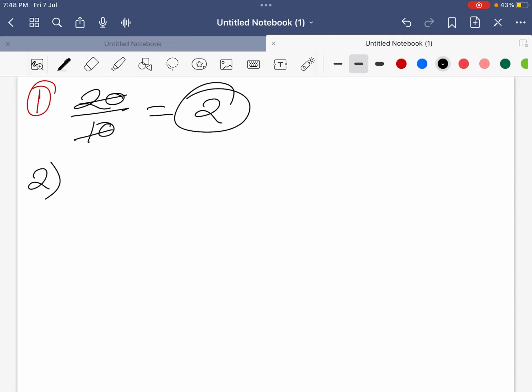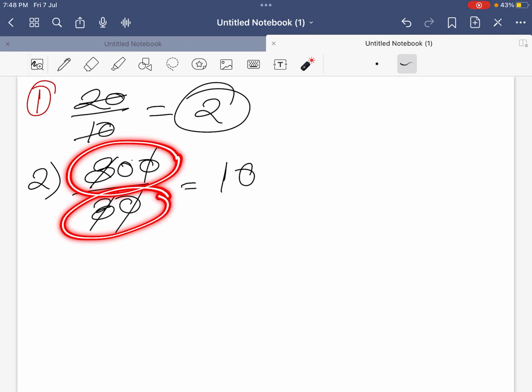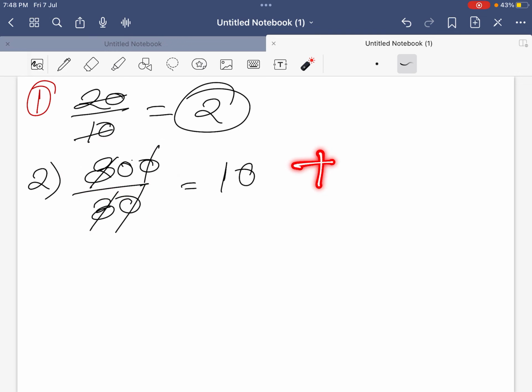Now take a second example: 300 divided by 30. So the 0s will cancel with each other, so 3 ones are 3, and 3 tens are 30. If you observe, the first number is positive, the second number is also positive, means positive number divided by positive number, your answer is also positive.